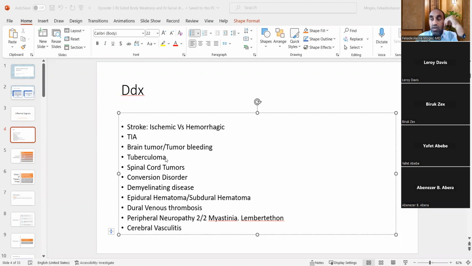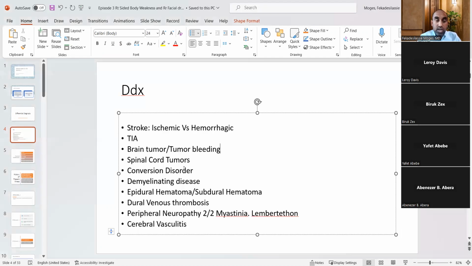So tuberculoma is a chronic condition. It's not an acute condition. It takes a while for a mass lesion or an abscess related to tuberculosis to form within the brain parenchyma. So it's not an acutely presenting problem. So tuberculoma is less likely. So we'll kick it out.